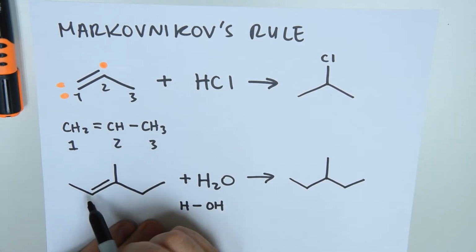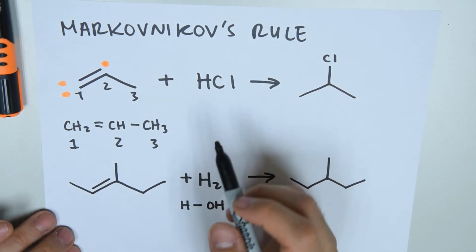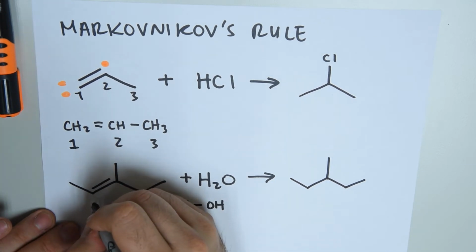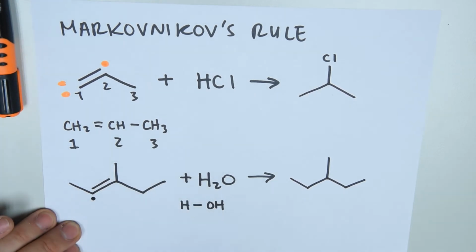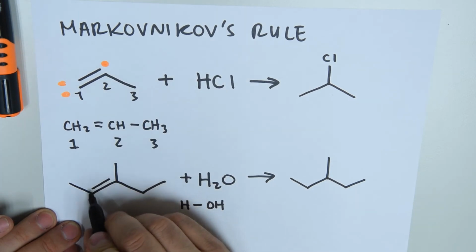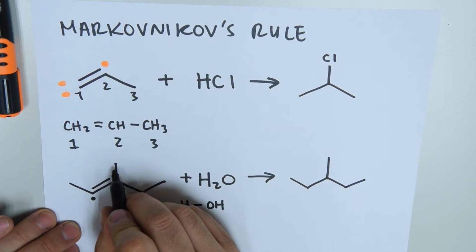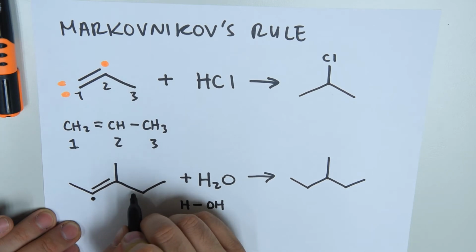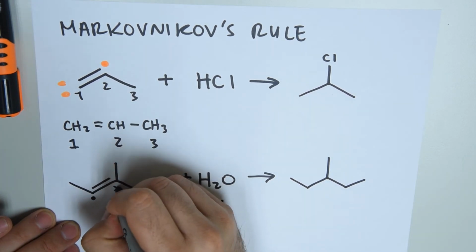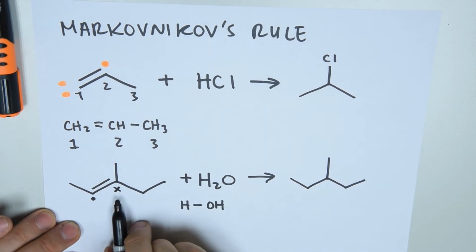So carbon number 2, how many hydrogens does it have? Carbon number 2 is making 3 bonds, 1, 2, 3 to the other carbon. So it only has 1 hydrogen atom, which I'm representing with this dot. And carbon number 3 is double bonding here, single bonding to the top, and single bonding to the right. So this is bonding 4 times already. This has no hydrogen in it.